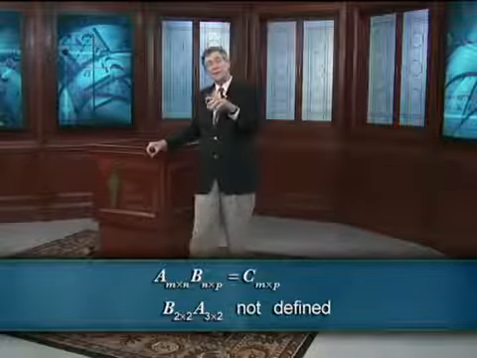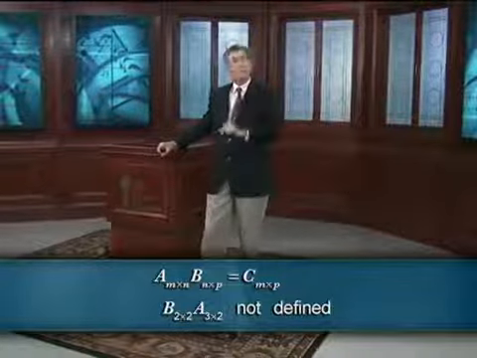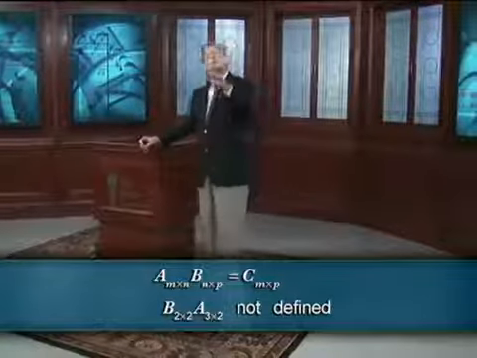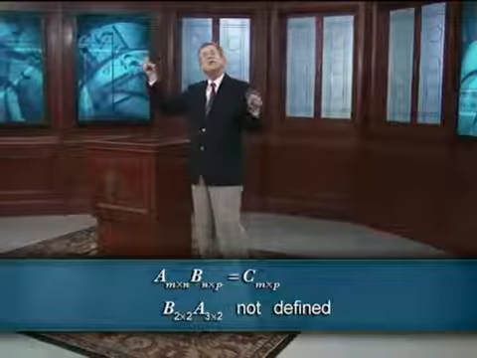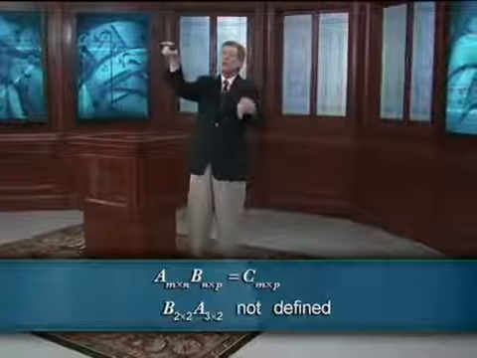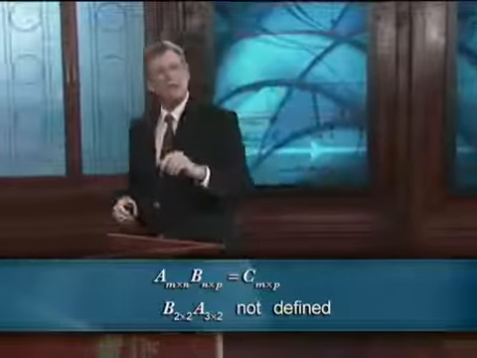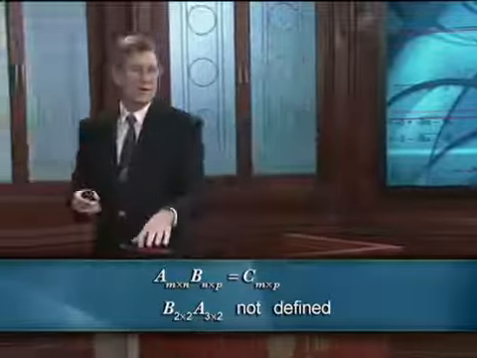A is 3 by 2. The middle numbers don't match, do they? So that product is not defined. And if you try to do that product, you'll see that it won't work because as you're going along the row and going down the column, the numbers don't match. You don't have enough. So if you could actually try to multiply them, you'll see that it won't work.